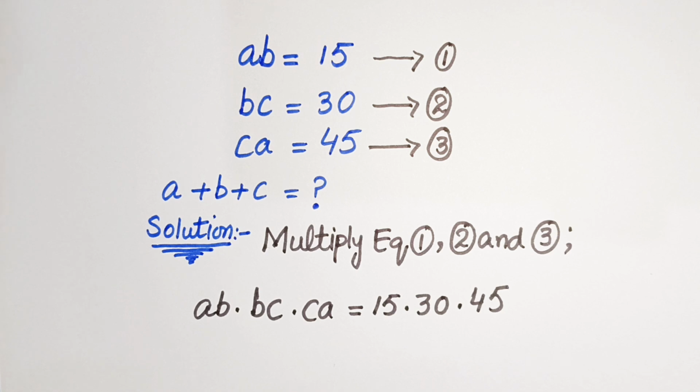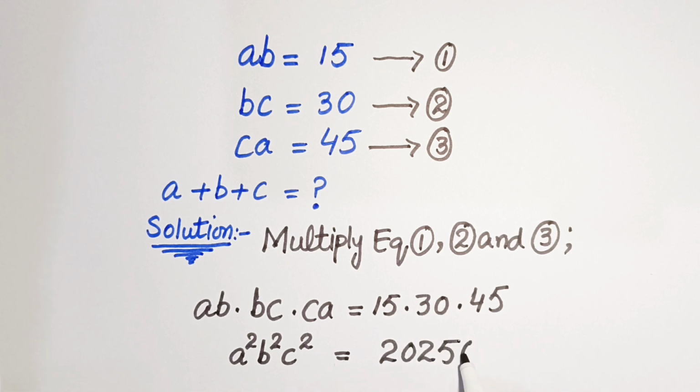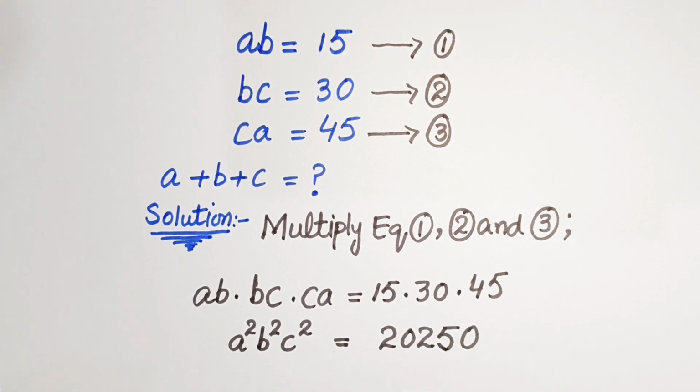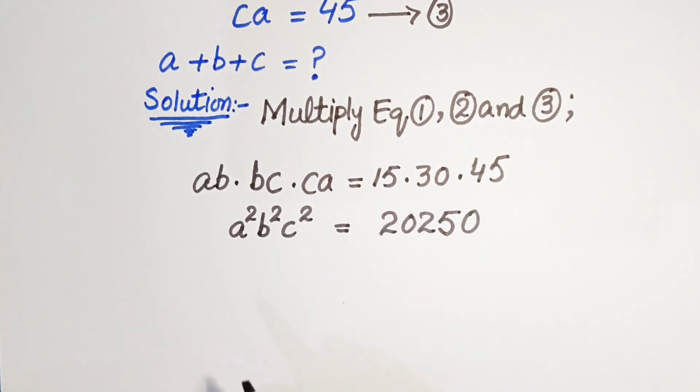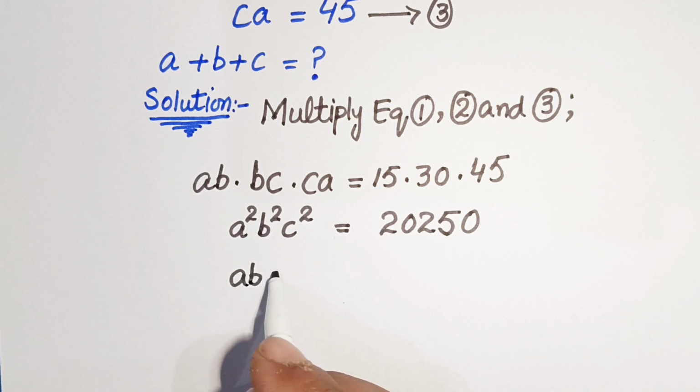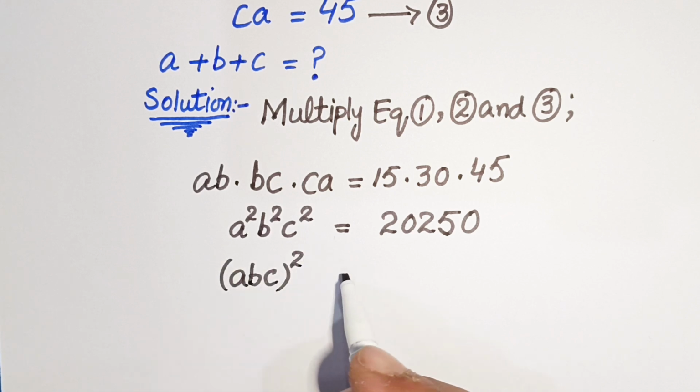Now by multiplication we see that a appears twice, so a times a is a squared. Similarly we get b squared and c squared, which is equal to 15 times 30 times 45, which gives 20250. This can also be written as a times b times c, whole squared, which is equal to 20250.